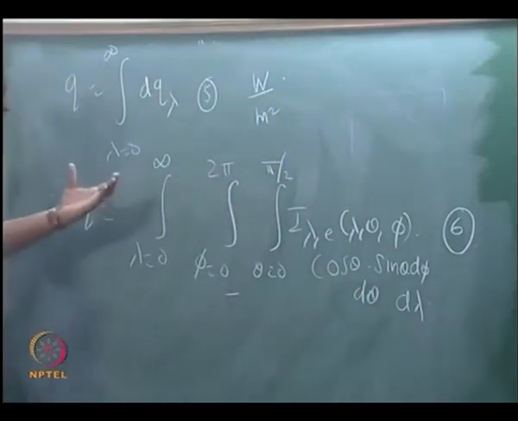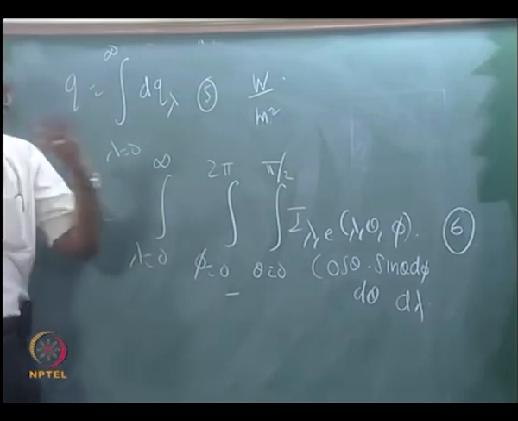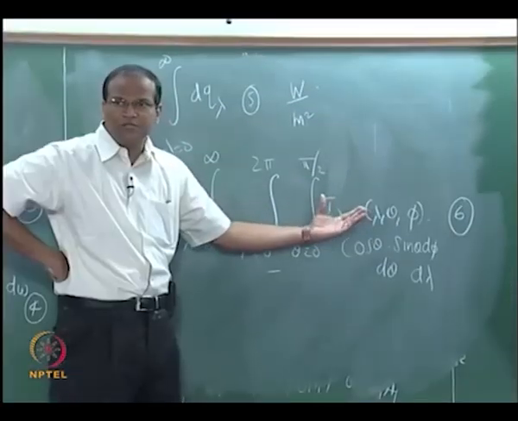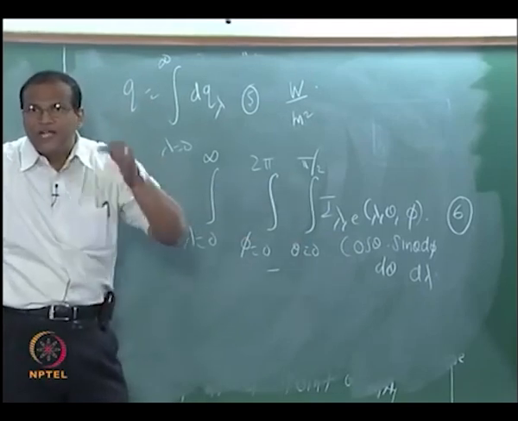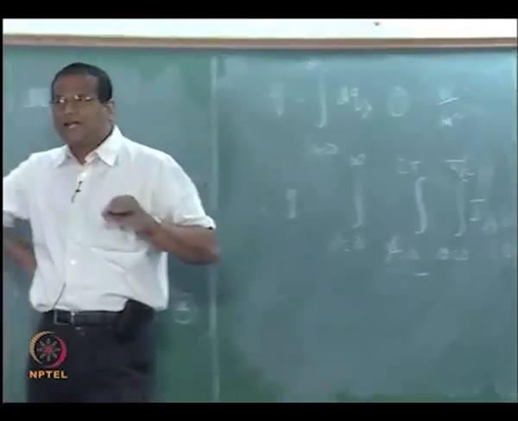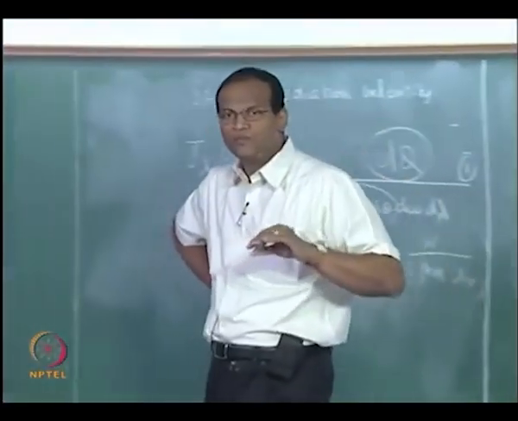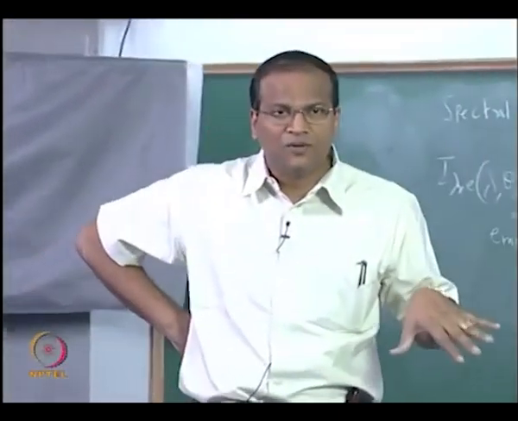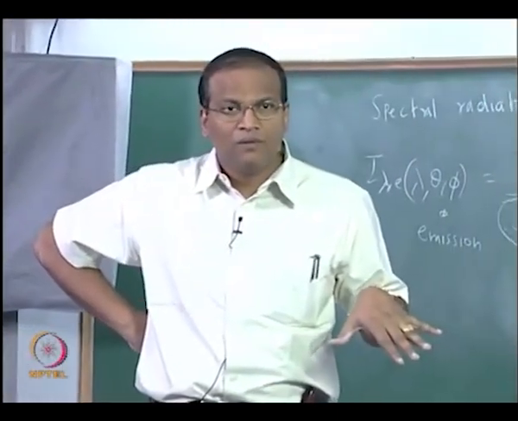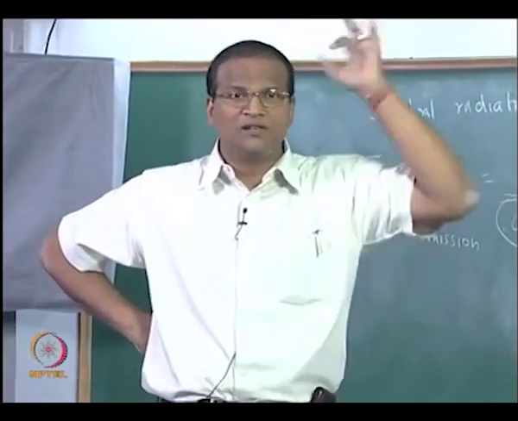The importance of equation 6 is as follows. If somebody gives me a distribution for I lambda E, it is possible for me to integrate and find out what is the value of Q. So, it lets me calculate the Q between surfaces provided I lambda E is known. But who will give me I lambda E, that is a separate story.